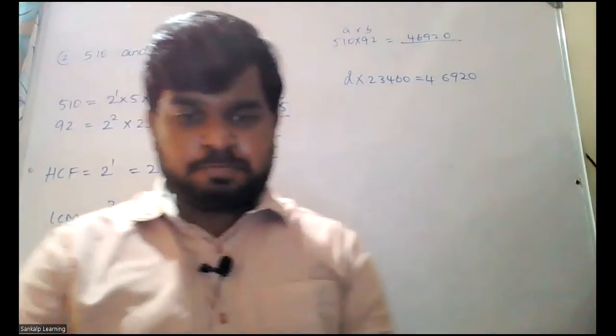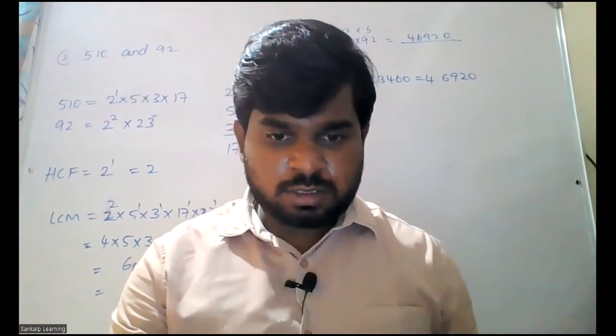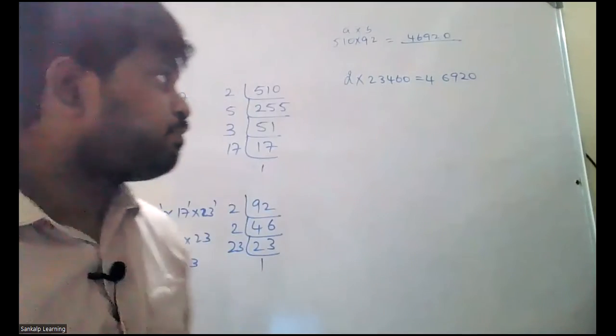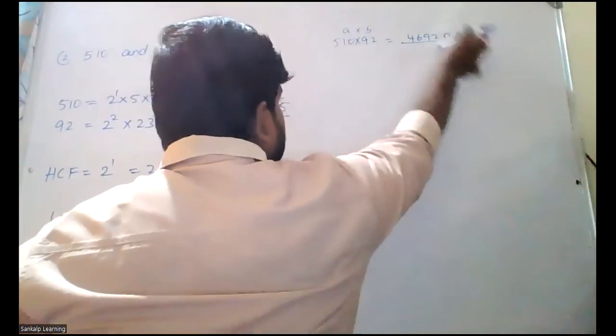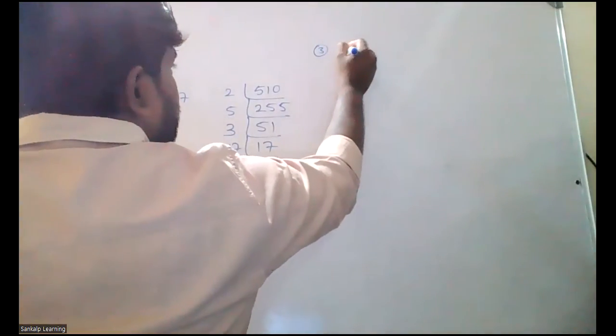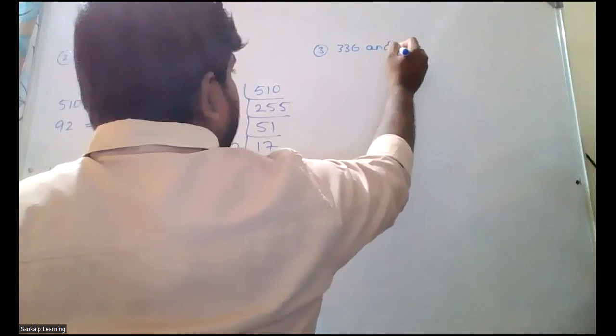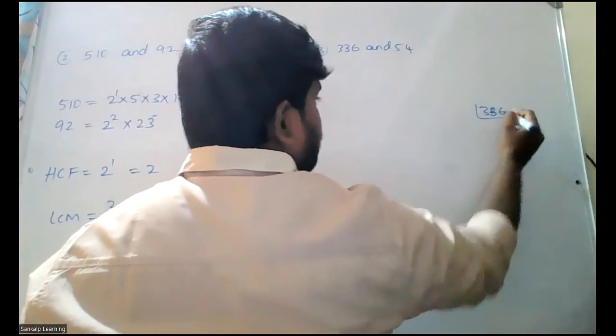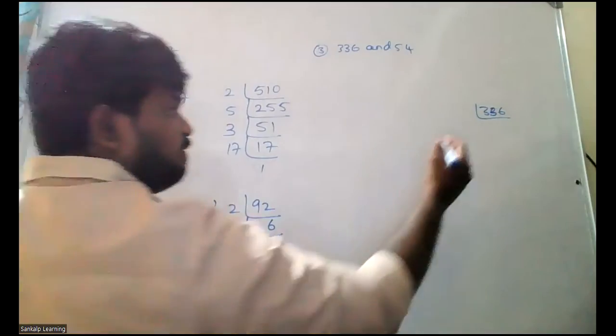Okay, the next question that we have got was 336 and 54. Yeah, 336 and 54. Let's quickly do that. So the third question, 336 and 54. Let's prime factorize 336. We have to start with what? 2, because it's an even number.